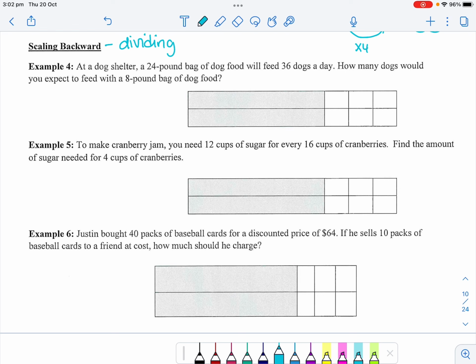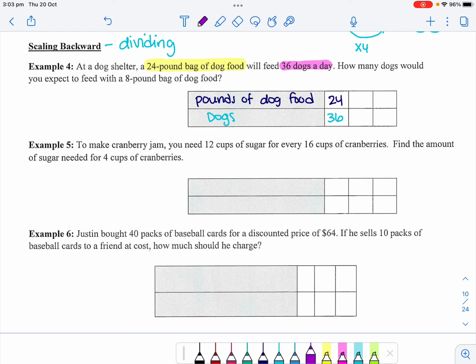So this says, at a dog shelter, a 24-pound bag of dog food. So that's my first thing, a 24-pound bag of dog food. So I'm going to say pounds of dog food. And I've got 24 pounds. We'll feed 36 dogs a day. So I'm going to make the bottom one dogs. And I can feed 36 dogs a day.